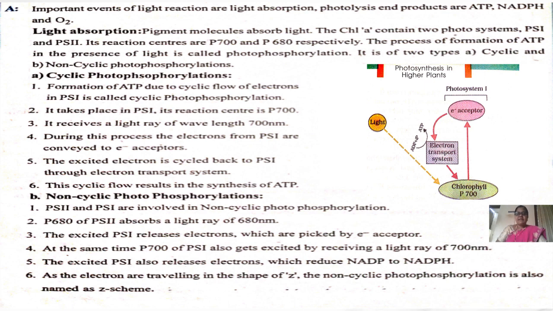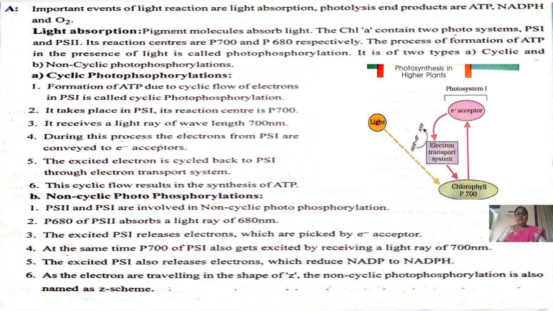These pigment molecules absorb the light. And in this light absorption, the chlorophyll A contains how many systems? Two photosystems: photosystem 1 and photosystem 2. These two photosystems are different in their reaction centers. In photosystem 1, the reaction center is P700, and in photosystem 2, the reaction center is P680.